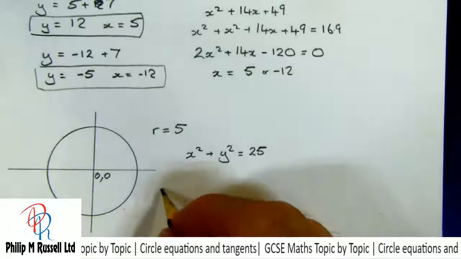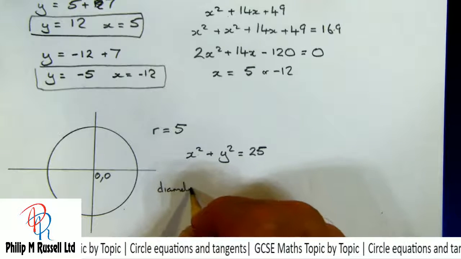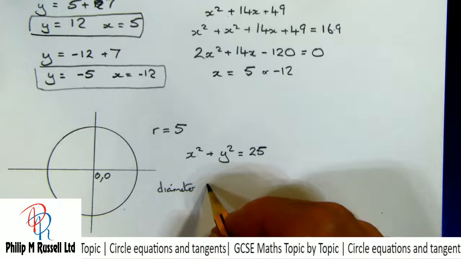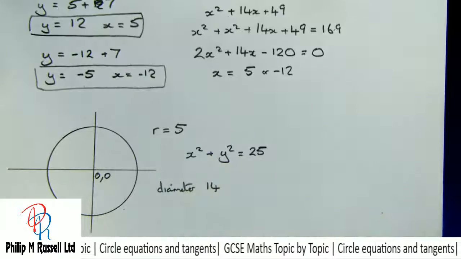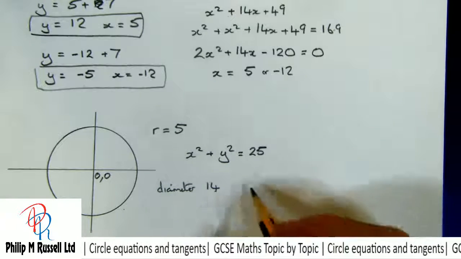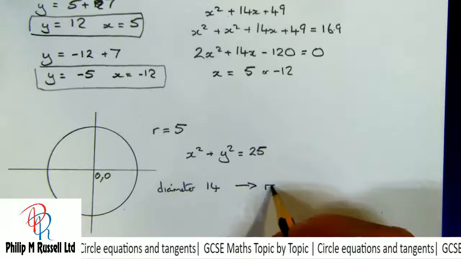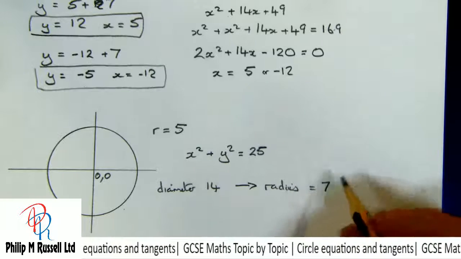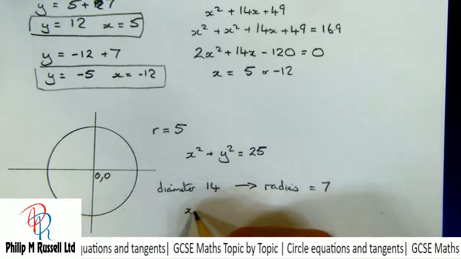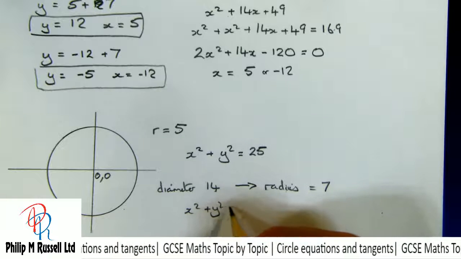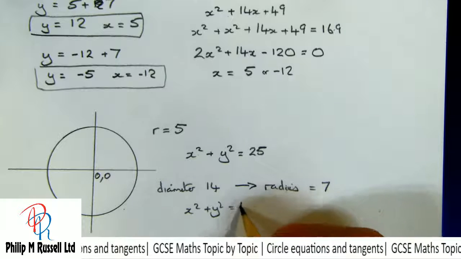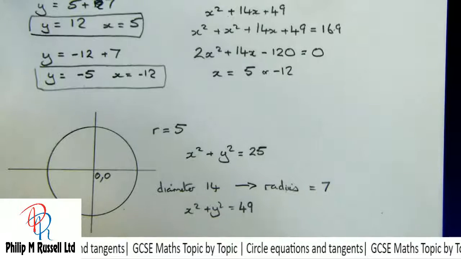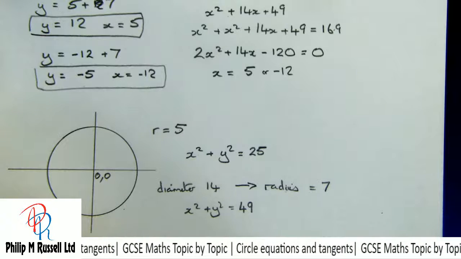What happens if they gave us the diameter? And they told us the diameter was 14. Then simply we work out what our radius is, and then we can write our equation down. x squared plus y squared equals the radius squared. So we can work out what we've got.